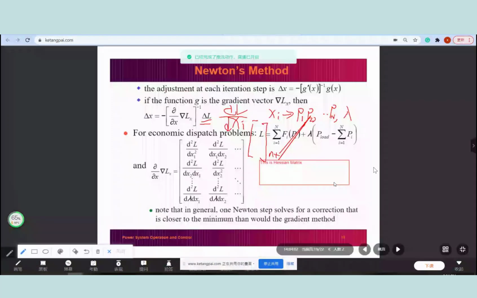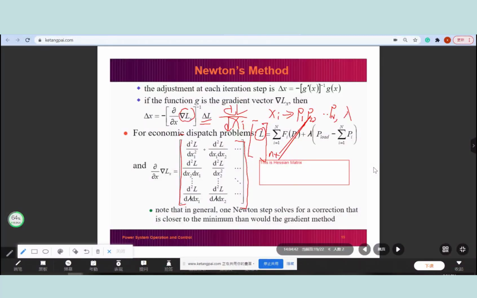So if you have a vector, then taking the first order derivative of this vector, you will get a matrix. The matrix will be the second order derivative of L. The element in the first row will be delta L over x1, x2 until xn, and the last will be lambda. You can similarly calculate the elements in the second row until the n plus 1 row.